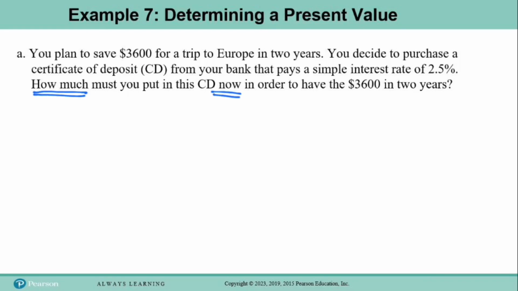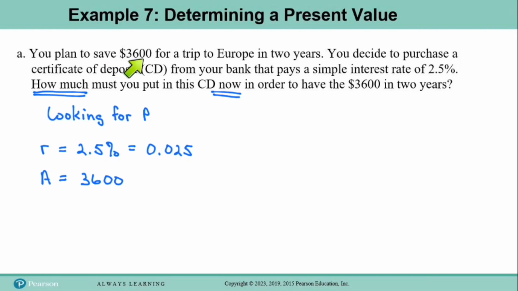So basically, the fact that we're looking for how much we have to put in now tells us that we are looking for P, the present value of the loan, or the principal amount. Okay, what else do we know? From the problem, we know that R is 2.5%, and when we put this in decimal form, it will be 0.025. We also know that the future value of the loan needs to be $3,600, and we know that the time that we're going to have the money in the account is 2 years, because it says how much do we have to have now in order to have this amount in 2 years. Okay, so we have all these values.